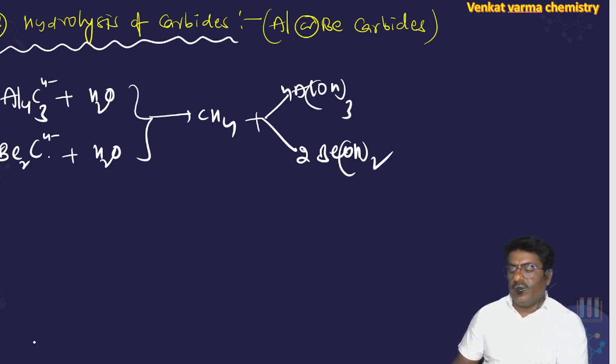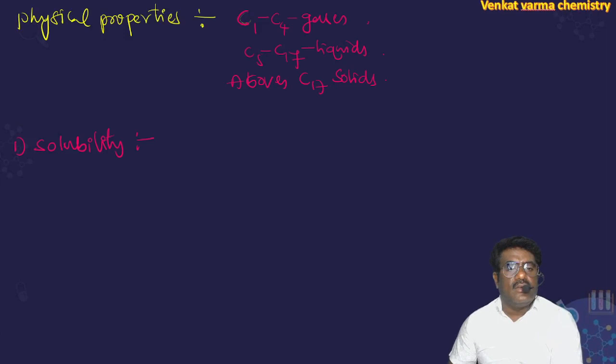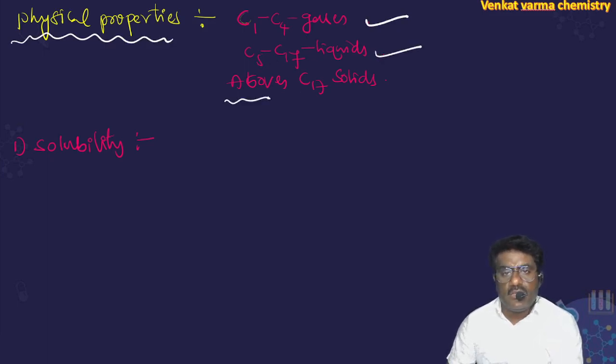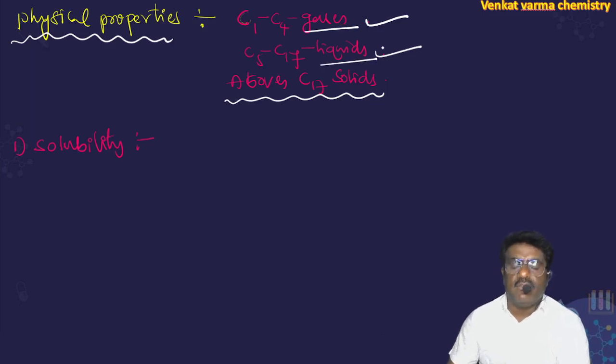Have a look at the physical properties of alkanes. What are the physical properties of alkanes? Generally, C1 to C4 alkanes are gases, C5 to C17 are liquids, and above C17 they are solids.